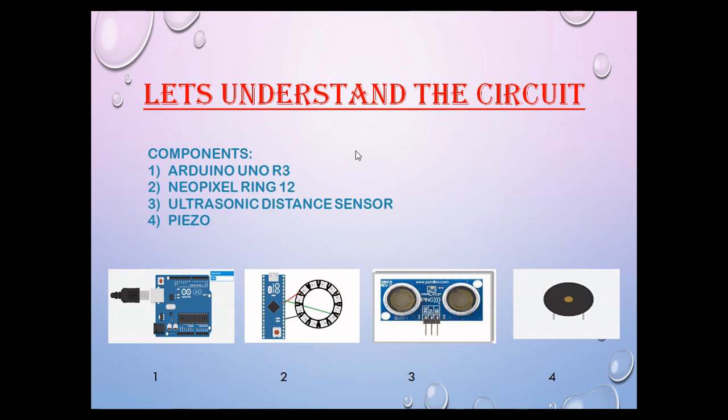So let us understand the circuit. At first we will introduce the components that we have used in this circuit. I have used the Arduino Uno R3, which you can see in the first picture. I have used the NeoPixel Ring 12 as LEDs, which you can see in the second picture. Actually this thing is the NeoPixel Ring 12. And I have also used the ultrasonic distance sensor, shown in picture 3. And finally I have used a piezo buzzer, which you can see in picture 4.